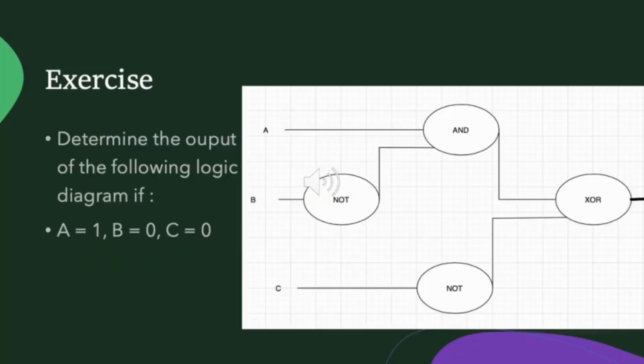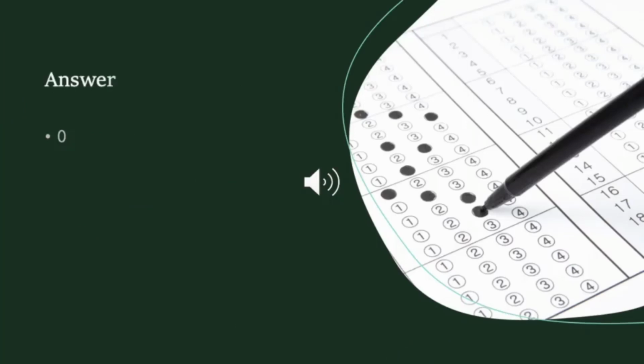So for this question, determine the output of the following logic diagram if A is 1, B is 0, and C is 0. So here the output would be 1, although the XOR gate would have 2 inputs of 1. It would output 0 because the XOR only returns 1 if and only if one input is 1.